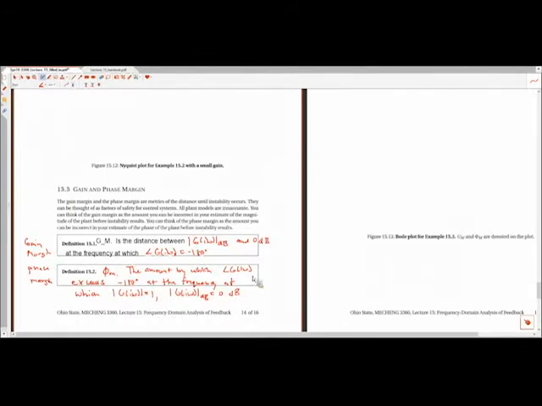Again, same basic information in terms of we're looking at distance from this marginal stability point, where instead of looking at gain, which is what the gain margin is, we're looking at it in terms of phase.